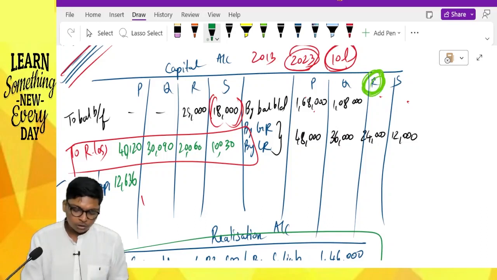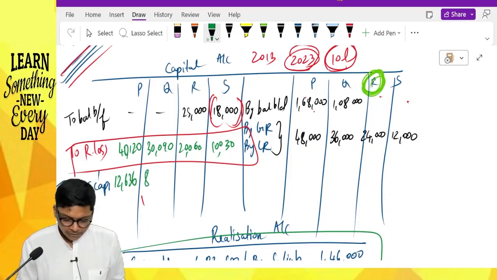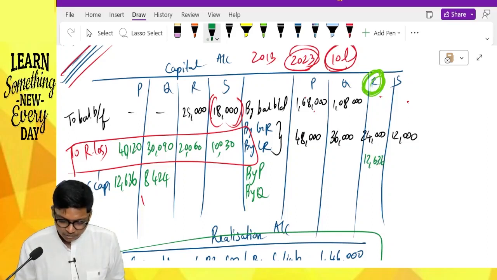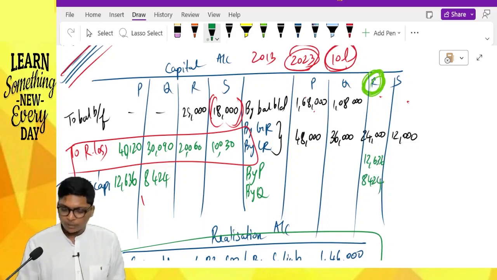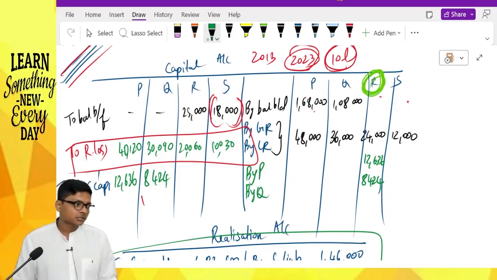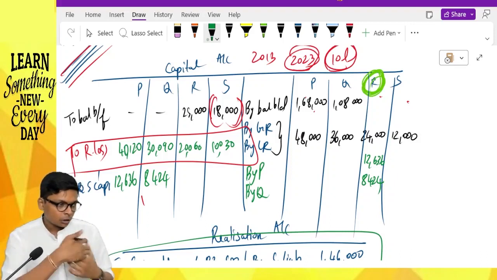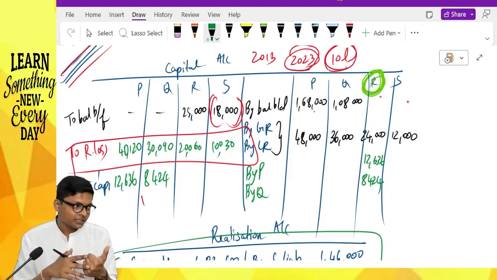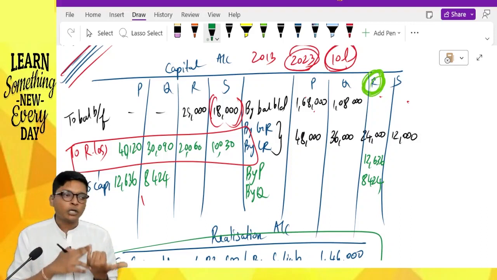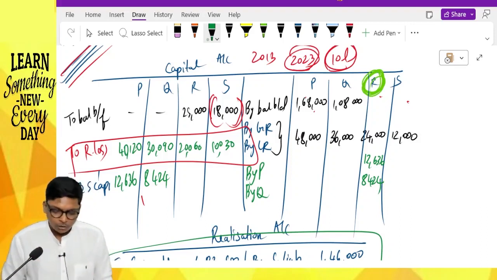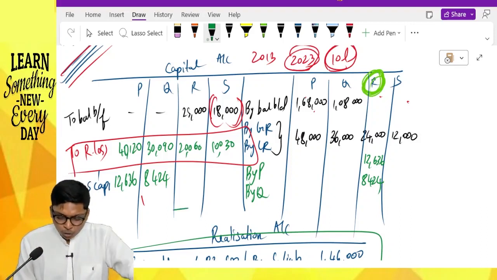12,636. Q's column 84. Here I will write P by Q. R column, 12,636, 8,424. Are you understanding, guys? Did you get the concept? The concept is capital ratio on the date of dissolution. Loss will be shared by other solvent partners with credit balance. That's it. Now, can you close R account and tell me if it's tallying?